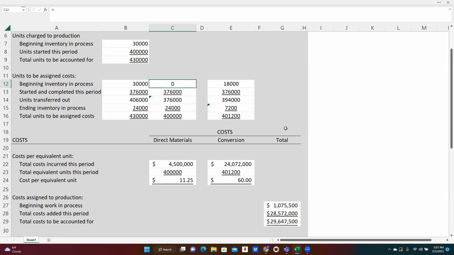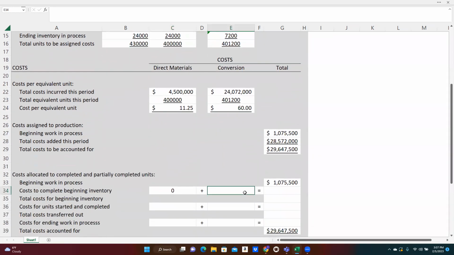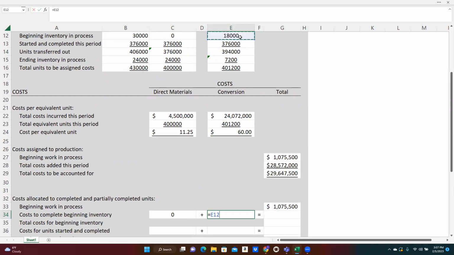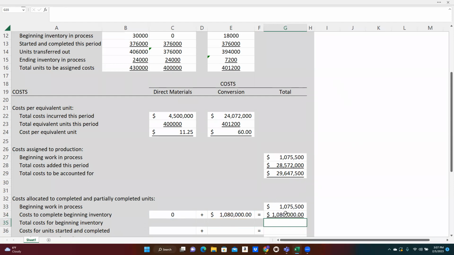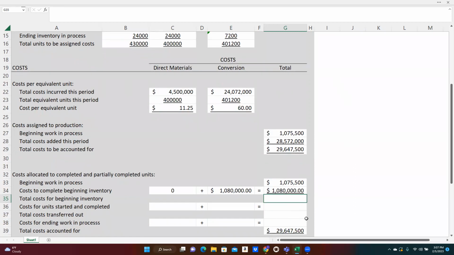But we did have some work to do for those units. How much work? Well, we figured right here, 18,000 units. So I'm going to be using that number, 18,000 equivalent whole units worth of conversion work. And how much did that cost us? Well, right here, $60 per unit. A total of $1,080,000 was added to that beginning inventory to finish. There we go, to finish that up. So really, I shouldn't have those cents on there. So the total cost for the beginning inventory, what was already in there, what did we add to it?